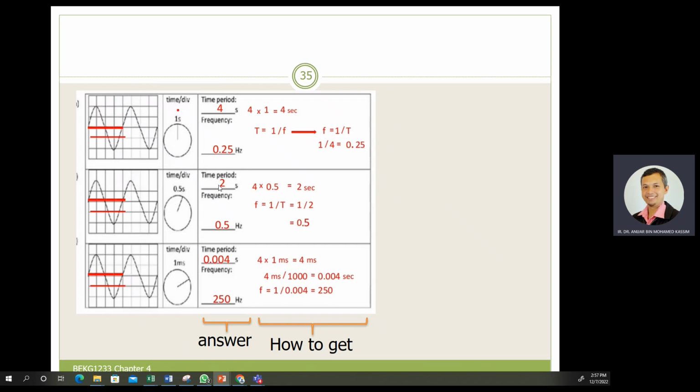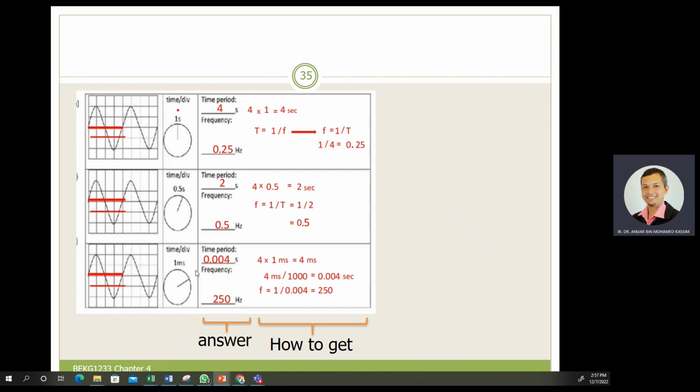And at the same time, if we want to get 2 seconds, how can we get 2 seconds? Because 4 times 0.5, because the time division is 0.5 second. Therefore, the time period is 2 seconds. For the frequency, 1 over 2 is 0.5 hertz.